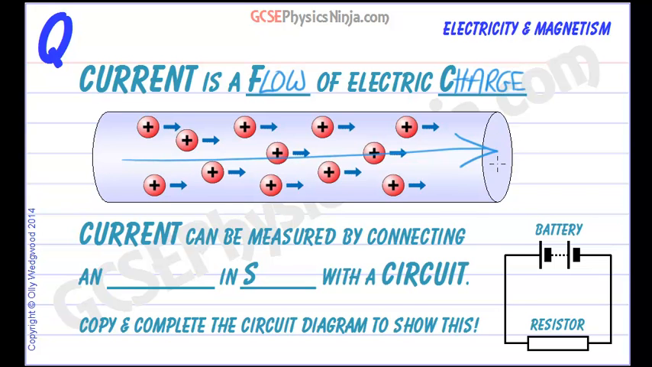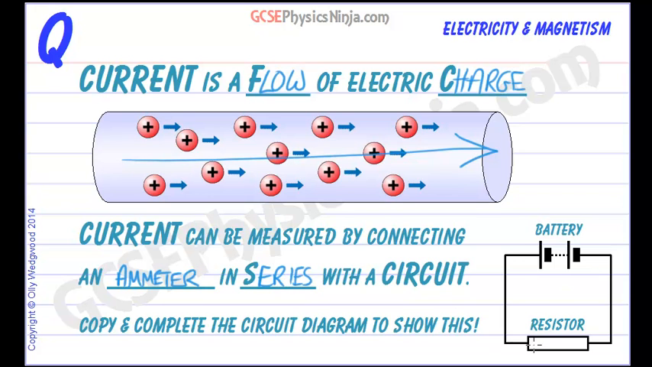I'll explain a little bit more about that at the end, because I can hear a few of you going, hang on a minute, what about electrons? We'll take a look at that in a moment. Current can be measured by connecting an ammeter in series with a circuit.